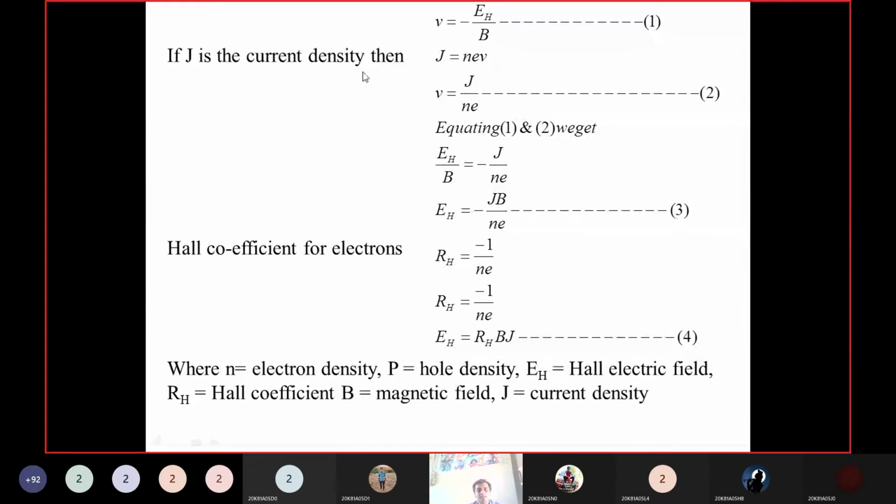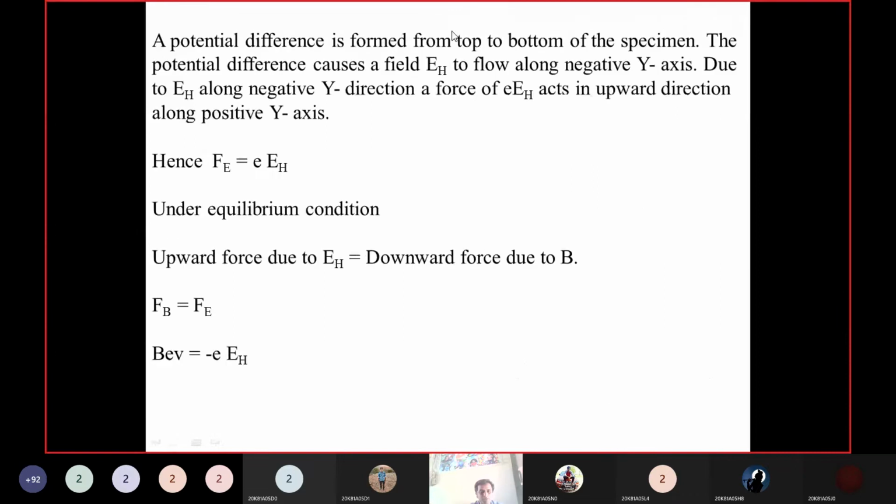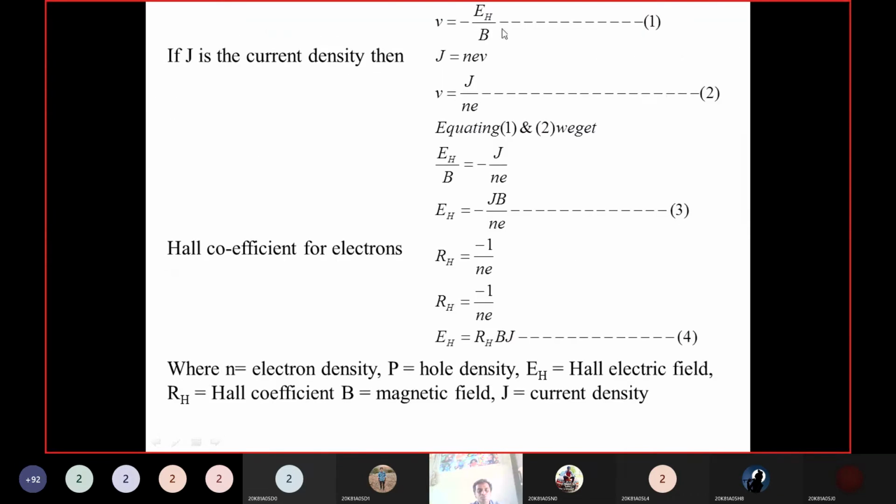For calculating the current density, J is equal to N into E into V. From this formula we calculate the velocity: V is equal to J by NE. Previously, using the other equation, we also calculated the velocity of the electron. The charge of the electron cancels, so V is equal to minus EH by B. Now we equate these two, equation 1 and 2. From this we calculate EH, the Hall electric field.